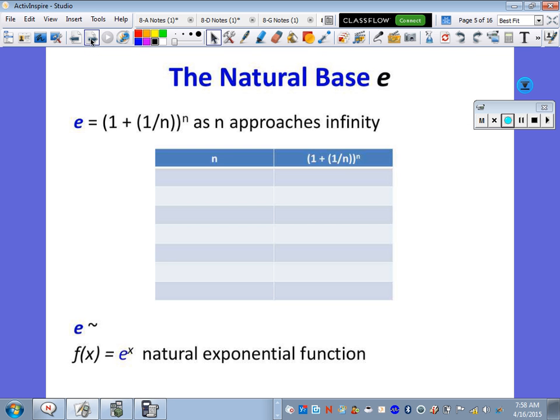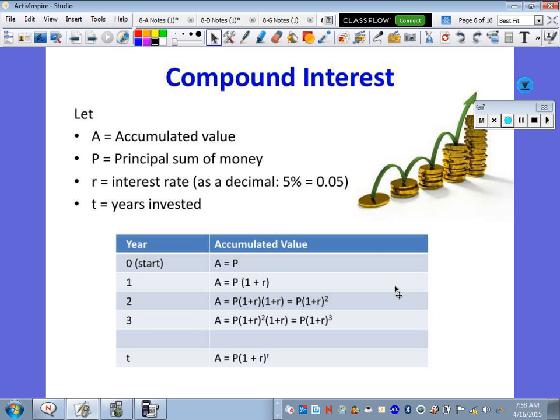So A is accumulated value, so that's your answer. P is your principal, the money that you start off with. R is your interest rate. If it's in percent, put it in decimal. And T is the time invested, which is always in years.